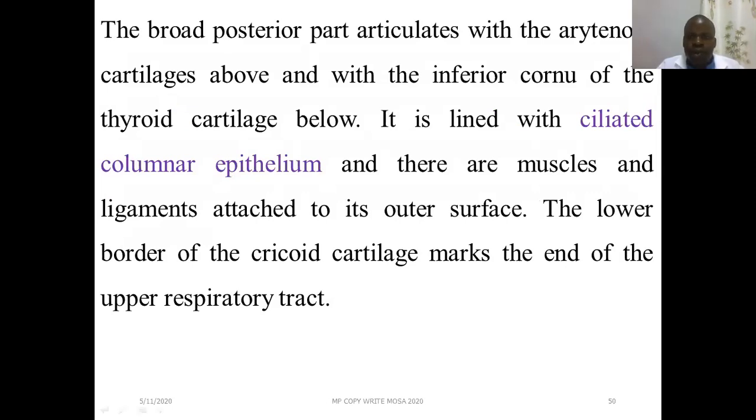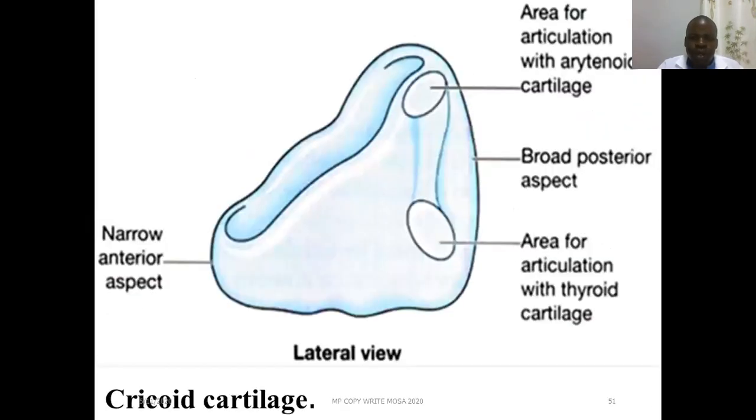Above and with the inferior cornea of the thyroid cartilage below. It is lined with ciliated columnar epithelium, and there are muscles and ligaments attached to its outer surfaces. The lower border of the cricoid cartilage marks the end of the upper respiratory tract. So this is very important because it demarcates the upper respiratory tract.